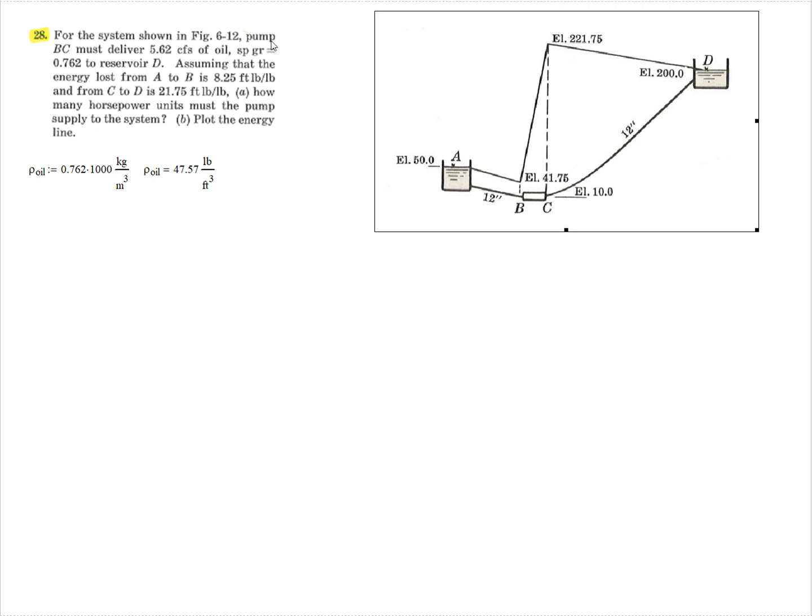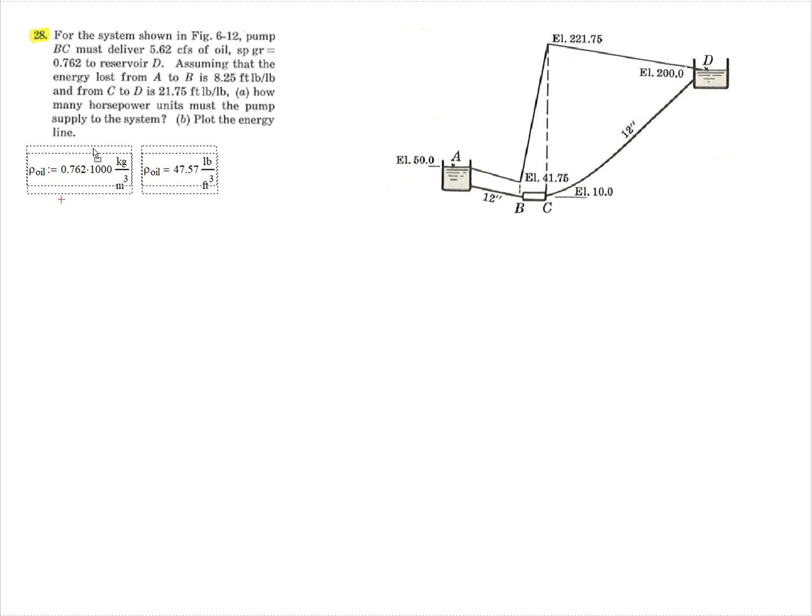So this pump, which is depicted as BC, must deliver 5.62 cubic feet per second of oil, which has a specific gravity of 0.762, to reservoir D. We're given head losses. Head losses from point A to B is 8.25 feet, and from point C to D is 21.75 feet. We want to know how much horsepower must the pump supply to the system, and we're going to neglect this. We won't worry about plotting the energy lines. But we need to calculate the power of the pump.